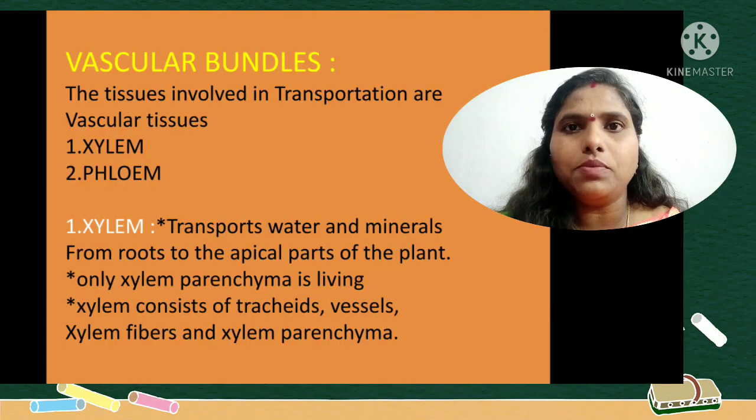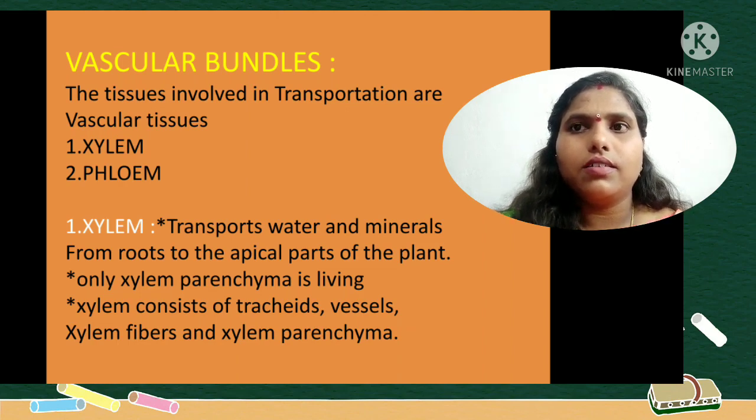There are 4 main tissue types in plants. Already 3 types of tissues are discussed. One is meristematic tissue, the second is dermal tissue, the third is ground tissue, and the fourth is vascular tissue. These vascular tissues are helpful in transportation. The tissue which helps in transportation of food and water is called vascular tissue.